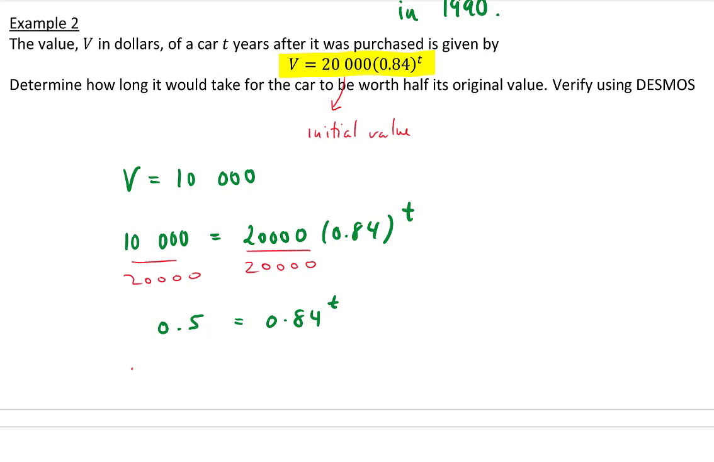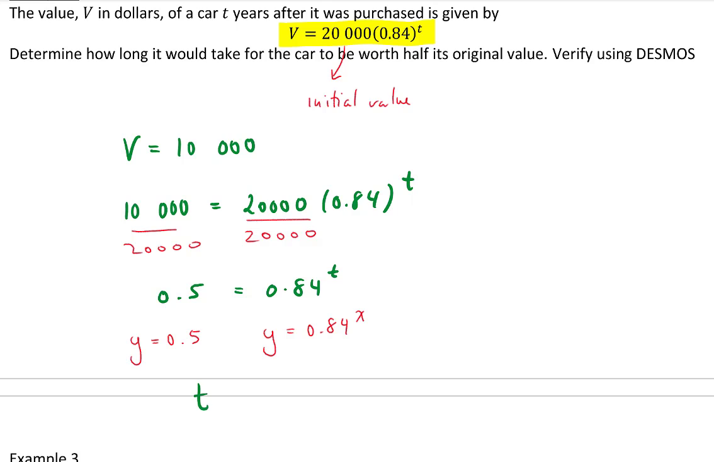So same as before now, I'm going to try to solve the point of intersection of 0.5 with 0.84 to the x. And once we do that, we'll get our value for t, the time it takes for the car to be worth half its original value. So let's go to Desmos and try that.